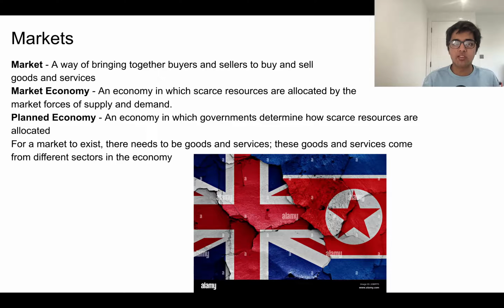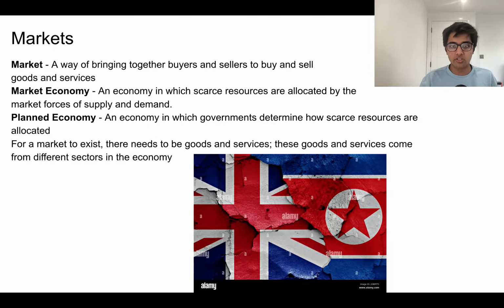A market is a way of bringing together buyers and sellers to buy and sell goods and services. A market economy is an economy in which scarce resources are allocated by the market forces of supply and demand. For example, the United Kingdom, even though it's actually a mixed economy because the government does sometimes intervene. A planned economy is an economy in which the government determines how scarce resources are allocated, for example, North Korea.